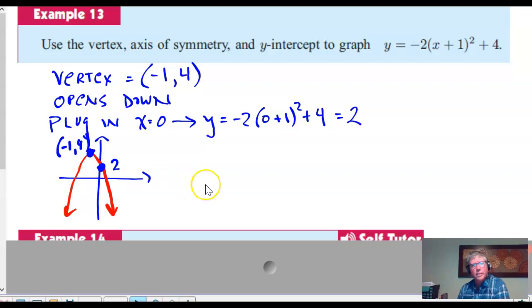Now, if you want me to find the x-intercepts, might cost you a little bit more. But I would set this equal to 0, subtract 4, divide by -2, and take plus or minus square root and go from there.